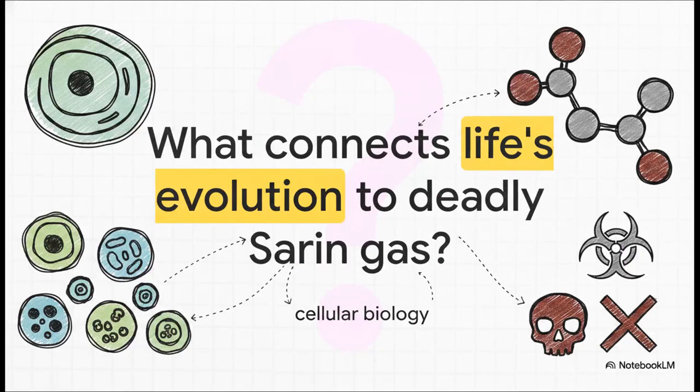But before we get out our microscopes, I want you to consider a pretty high-stakes question. What do the grand evolution of life on Earth and a deadly chemical weapon like sarin gas actually have in common? I know, it sounds like the setup to a really strange riddle, right? Okay, let's dive into this. The answer actually lies in cellular biology. It seamlessly connects the absolute largest evolutionary leaps in history directly to the tiny molecular mechanisms of life and death.